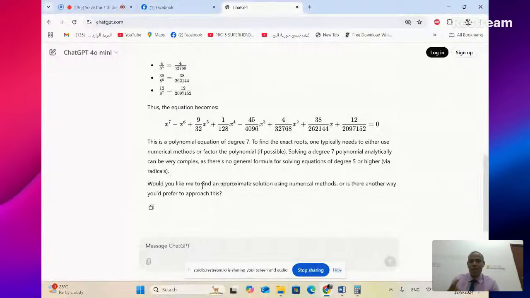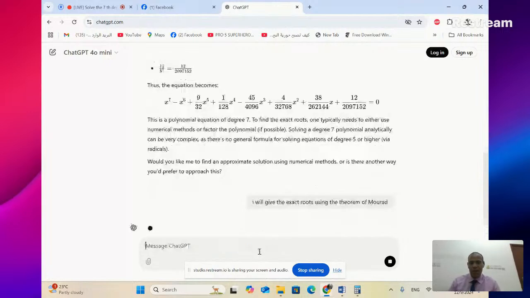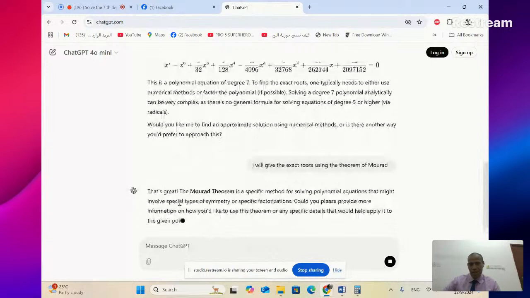Would you like me to find an approximate solution using a numerical method, or is there another way you would prefer to approach this? Okay, you see, now I will give you the exact roots using the method, the theorem of Murad. I will give you. Okay, that's great.